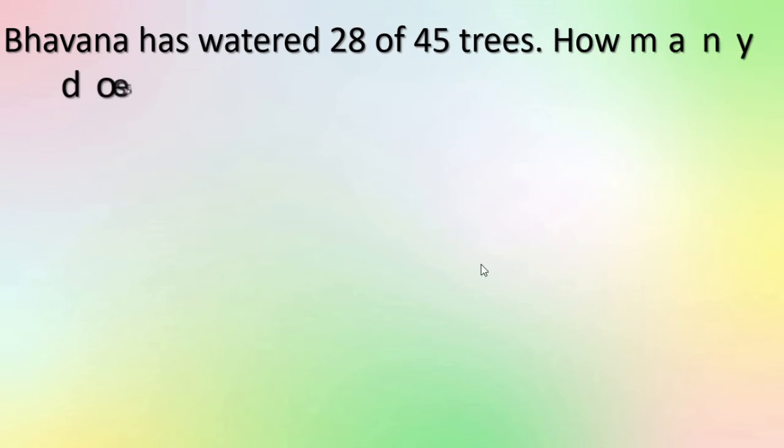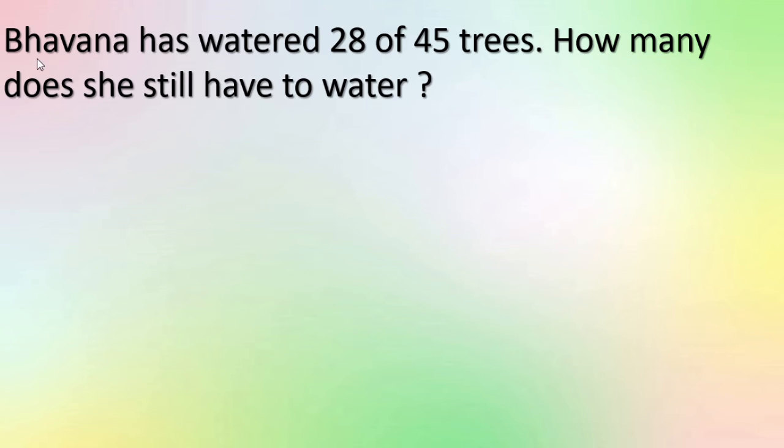Now dear children, we'll move to problem sums. Here one problem is given. Bhavana has watered 28 of 45 trees. How many does she still have to water?